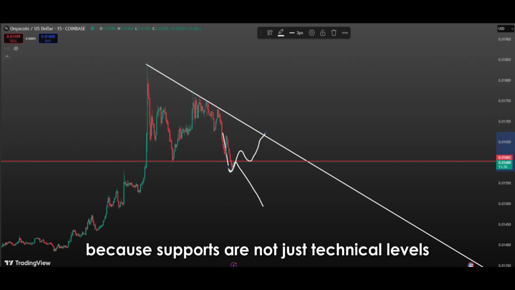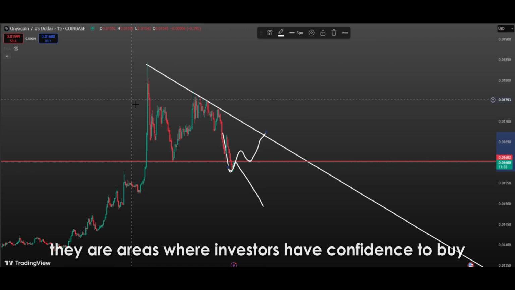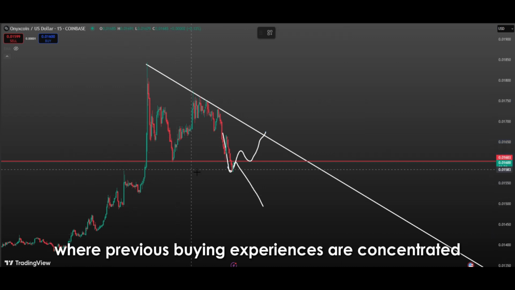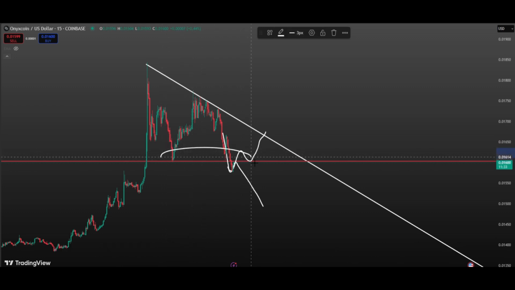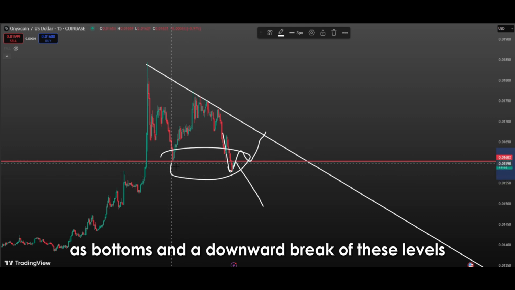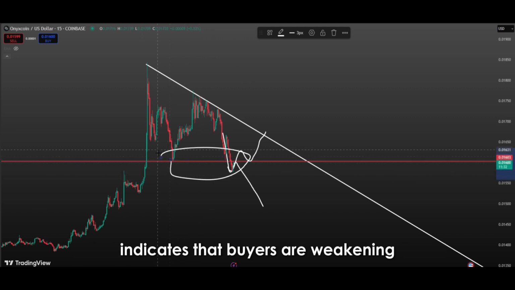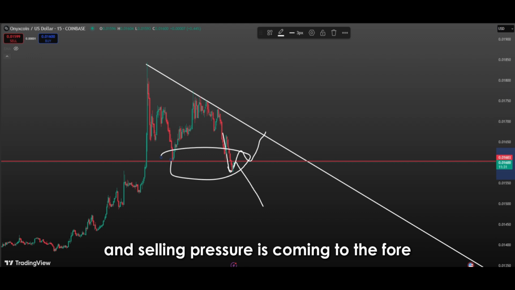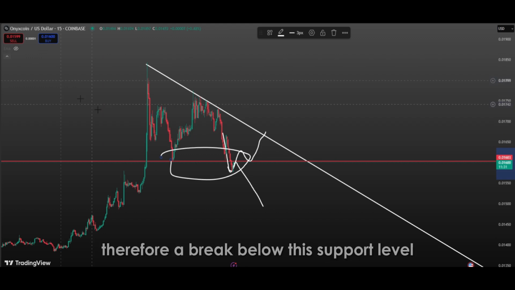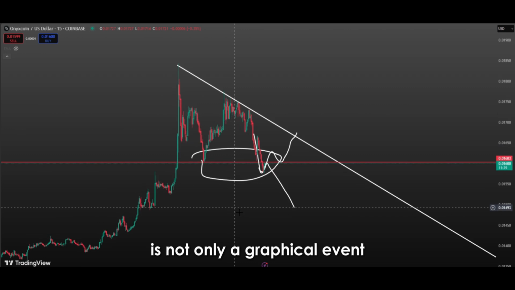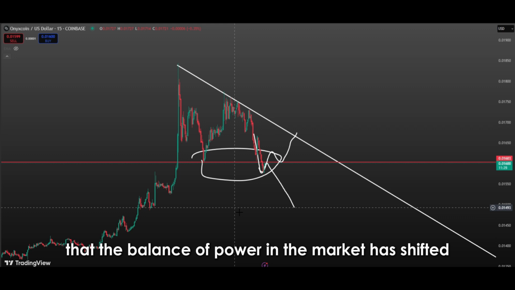Because supports are not just technical levels, they are areas where investors have confidence to buy, where previous buying experiences are concentrated and which are psychologically perceived as bottoms. And a downward break of these levels indicates that buyers are weakening and selling pressure is coming to the fore. Therefore, a break below this support level is not only a graphical event, but also an important sign that the balance of power in the market has shifted.